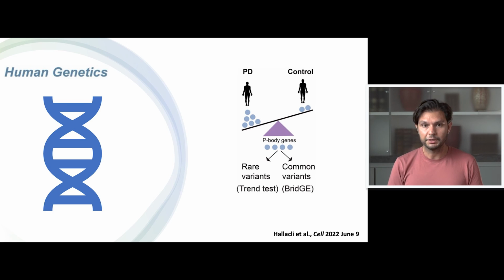Finally, we investigated the genomic sequences of PD patients and controls. We looked at genome-wide association studies for common genetic variants and exome sequences for rare genetic variants. In both cases, we found that PD patients actually accumulated more mutations in P-body genes compared to controls.